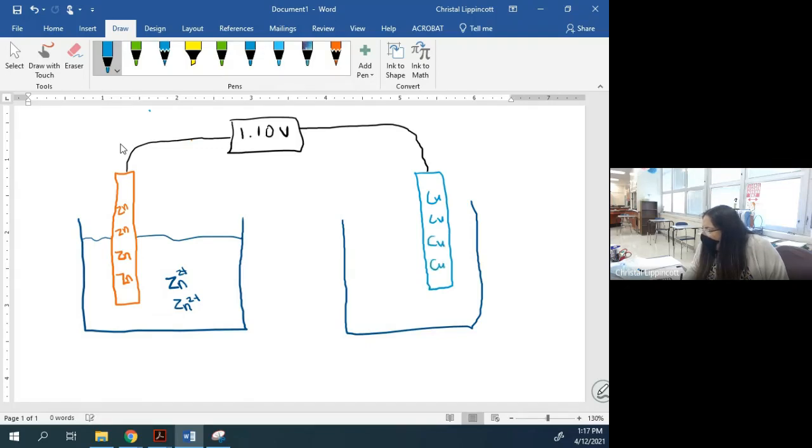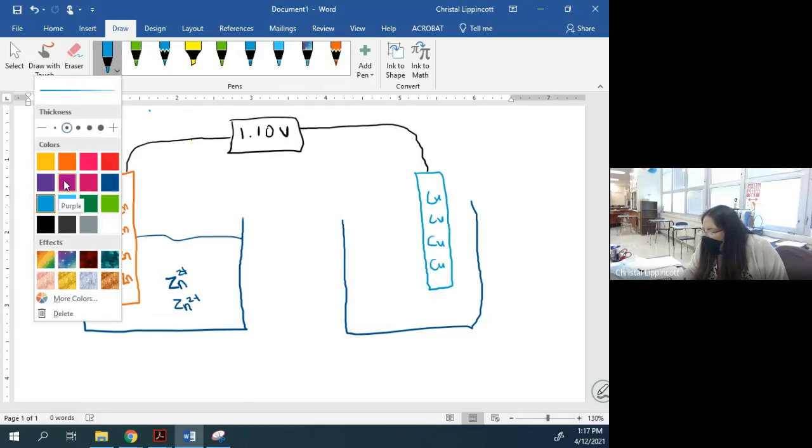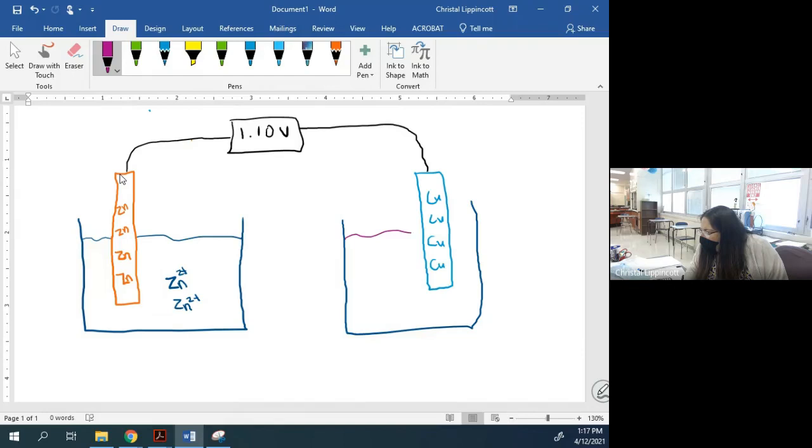Okay. And then that copper is going to be in a vat that has copper 2 ions in it. Okay? Everybody cool with that?